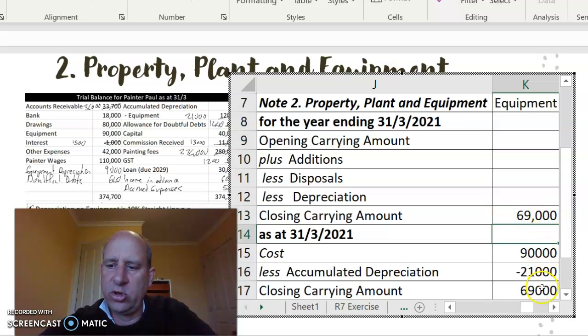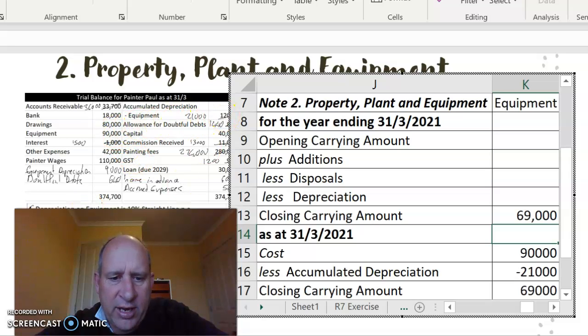And so those two should be equal. So the top part is what happened during the year. So it tells us a little bit around the story of property and plant and equipment for the year. So we can actually calculate the opening carrying amount for that. So the opening carrying amount is sort of, or could have been, 90 minus that 12.